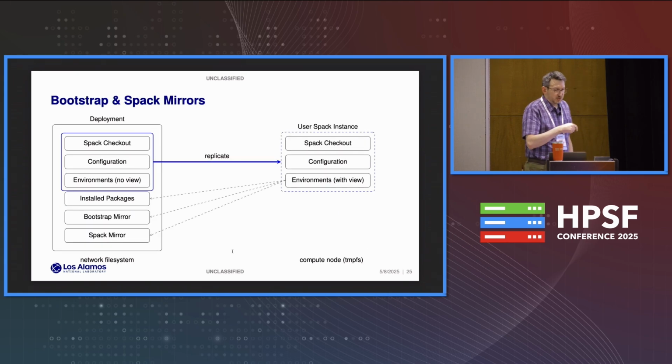In addition, I'm also providing a bootstrap mirror and a Spack mirror in the original deployment. So this has benefits for offline usage. Typically, compute nodes don't have network access. So if a developer is on a compute node and needs to recompile something or additional things, it can make use of that mirror.